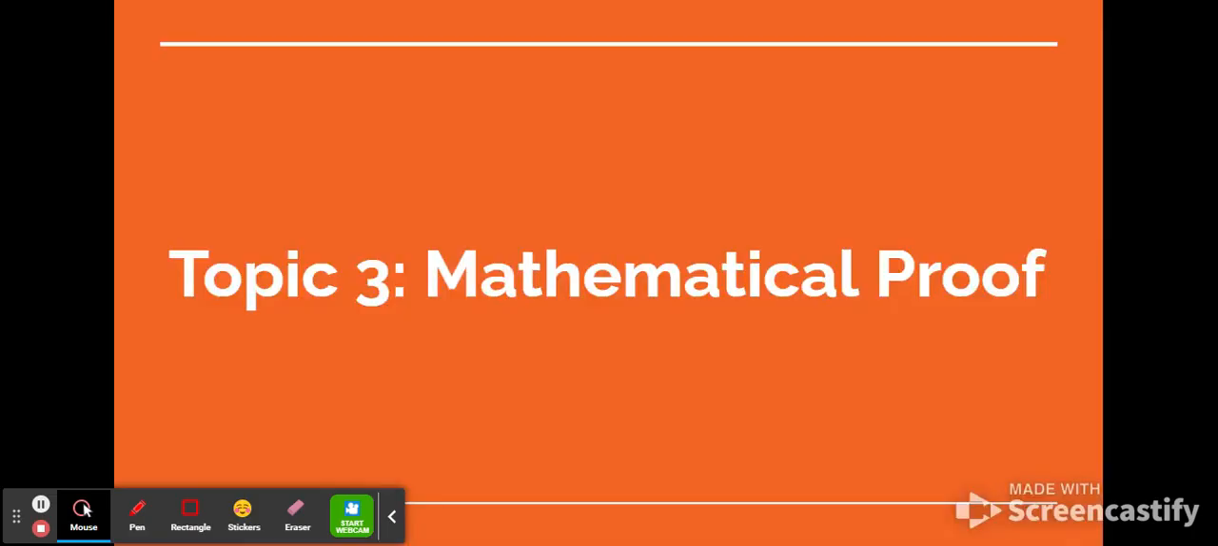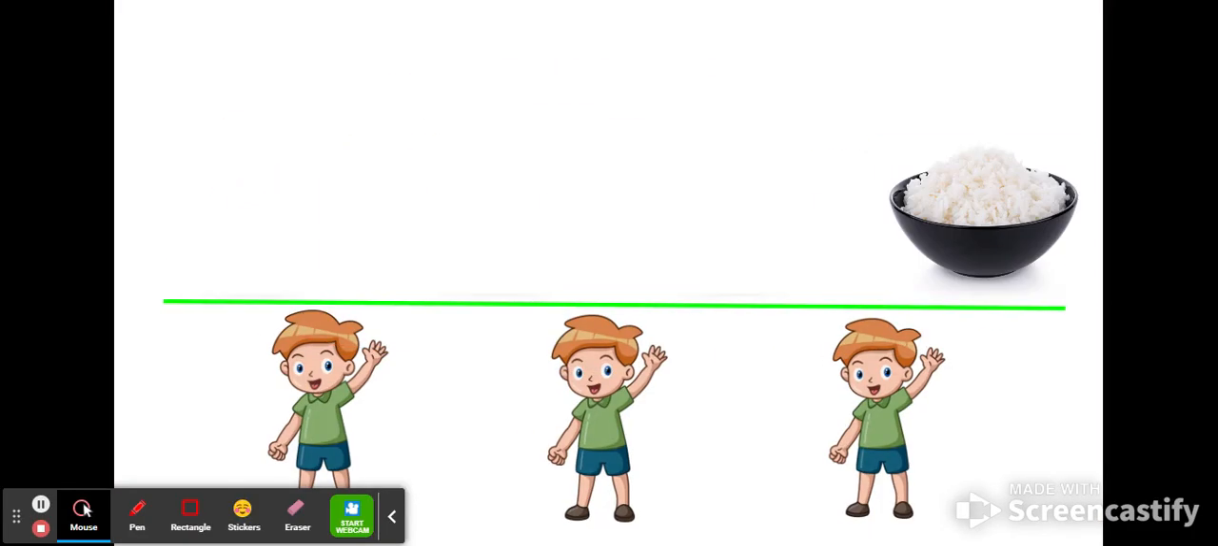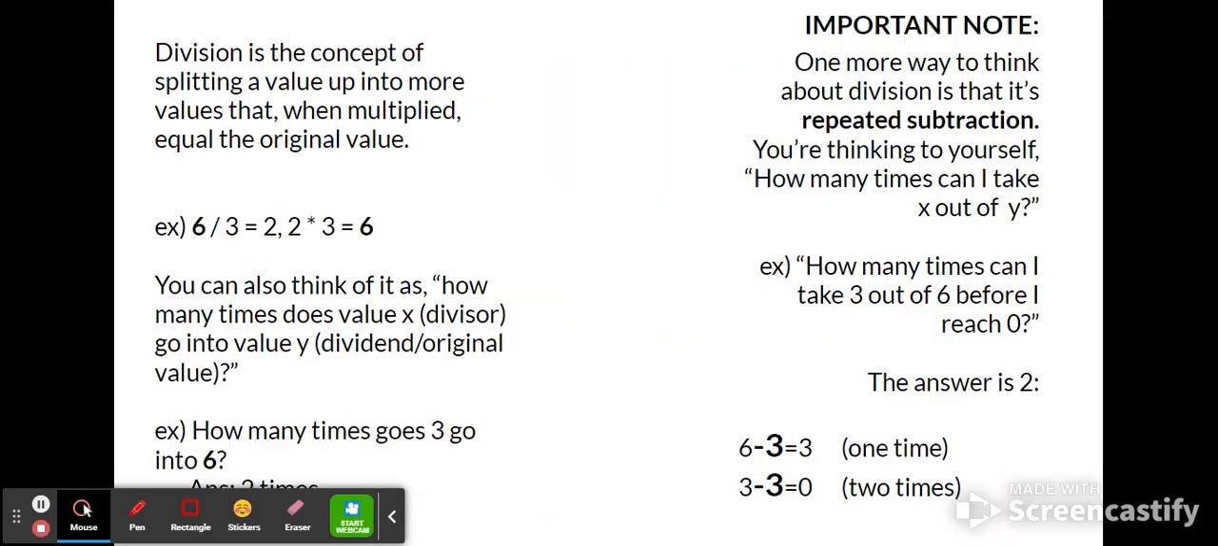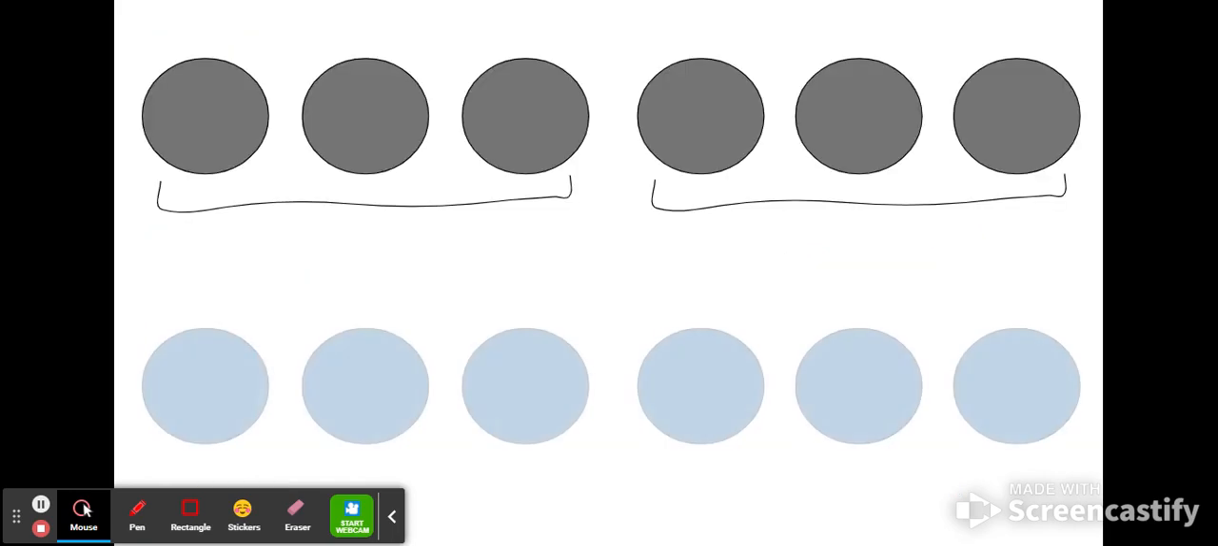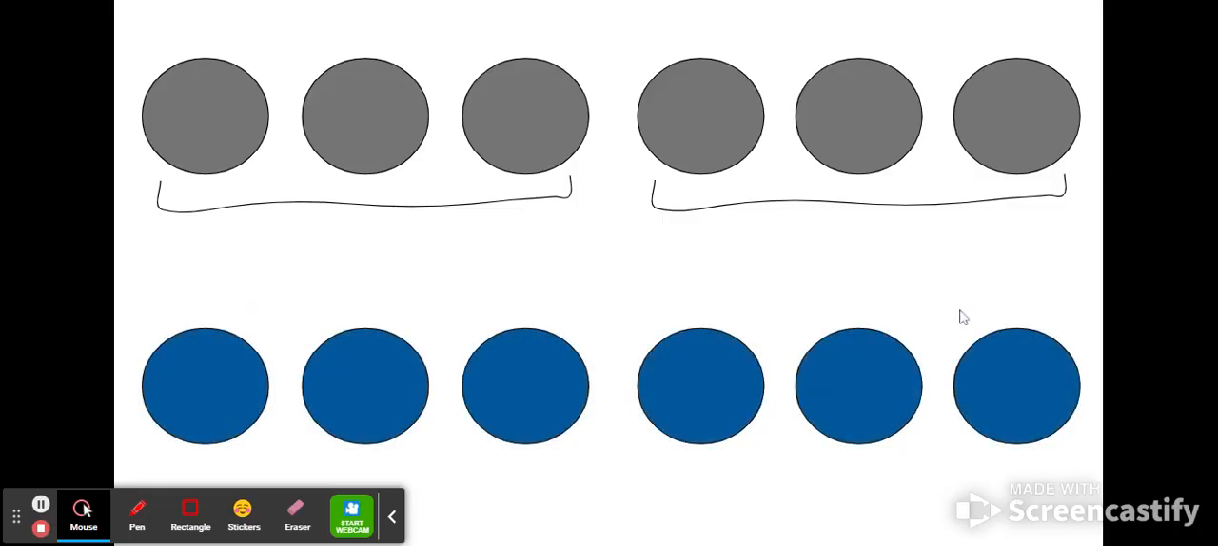And now, I forgot to make another slide for this, but if we go all the way back, I said something about division being repeated subtraction. So I'm thinking, how many times can I take 3 out of 6 before I reach 0? I was basically asking how many times can I take this out of that before it reaches 0. And now let's try to divide 6 by 0. So let's see what happens. Let's take 6, that's the ones on the bottom.